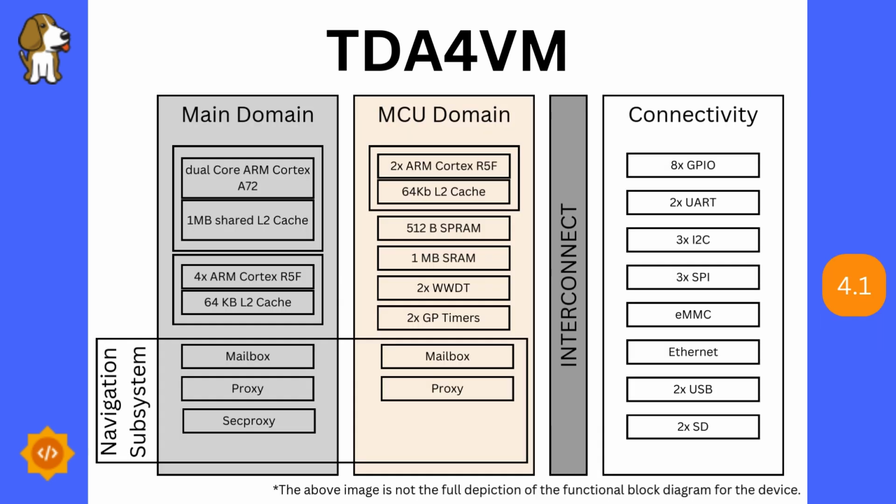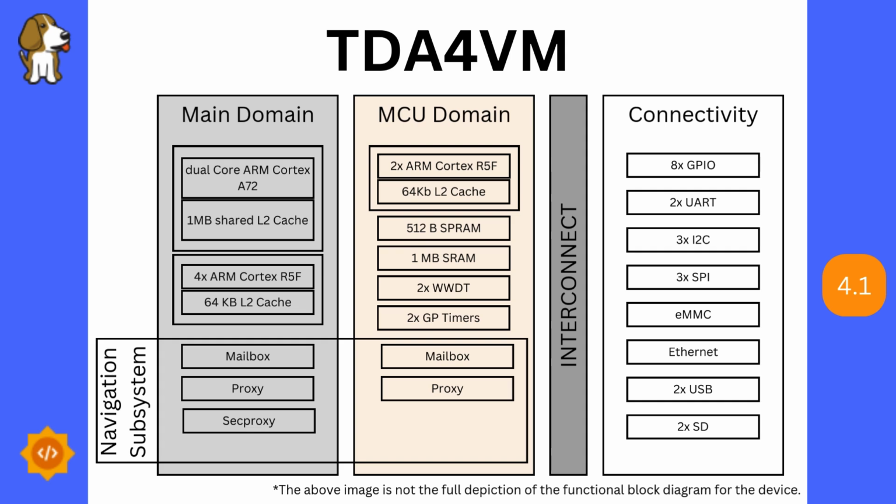Upon closer inspection, the SoC is divided into two domains, the main domain and the MCU domain. The main domain is a dual-core ARM Cortex-A72 with 1 MB of L2 cache memory and quad-core Cortex R5F with 64 KB of individual TCMs or tightly coupled memory, which is low latency memory that provides predictable instruction execution. The main navigation subsystem consists of DMA and queue management components such as UDMA, ring accelerator, and peripherals. The MCU domain holds two Cortex R5F along with 64 KB of L2 cache.